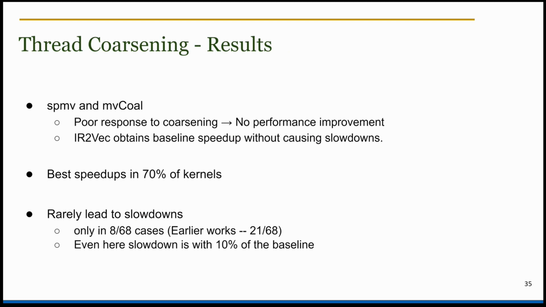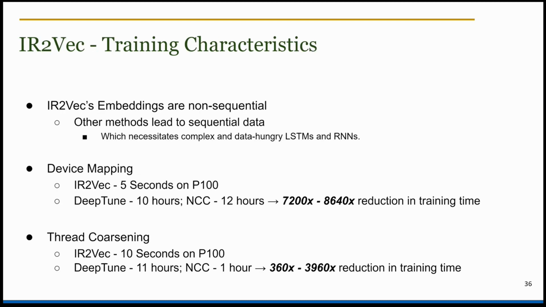We were able to achieve the best possible speedups in almost 70% of the kernels that were considered. And even here, the slowdowns were very rare. That means in less than 10 cases we observed slowdowns, and even here the slowdown is within 10% of the baseline.